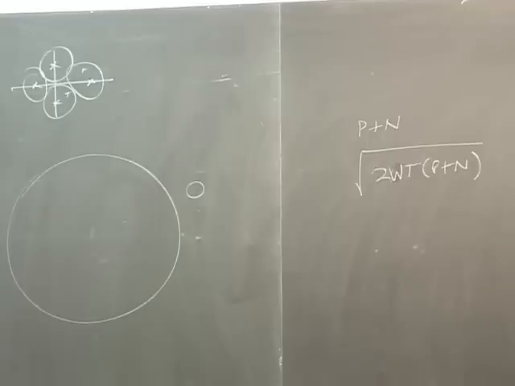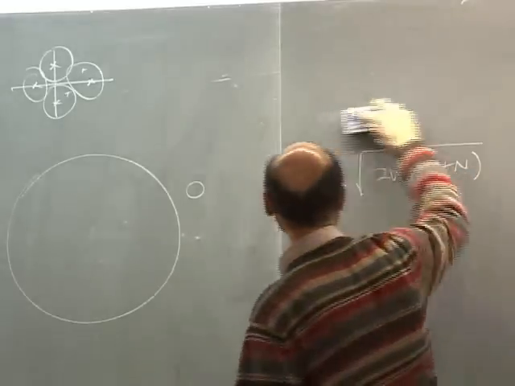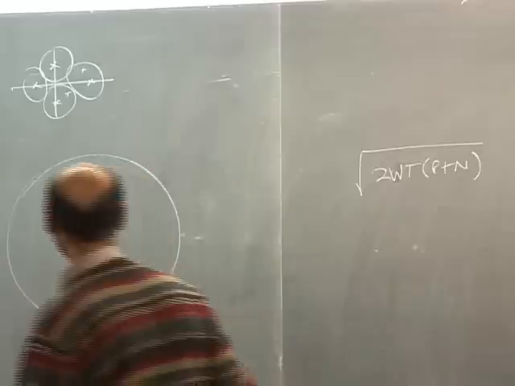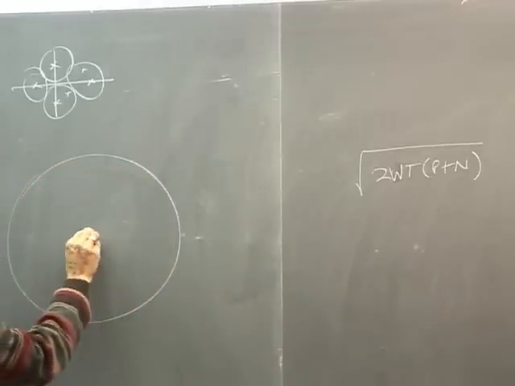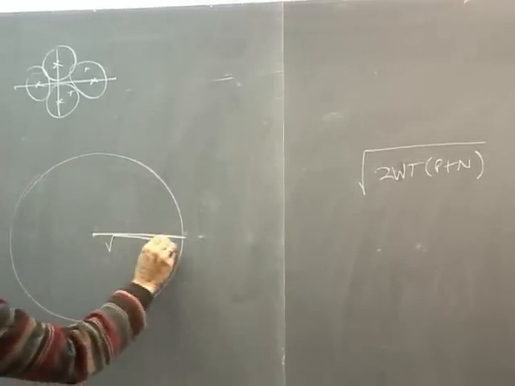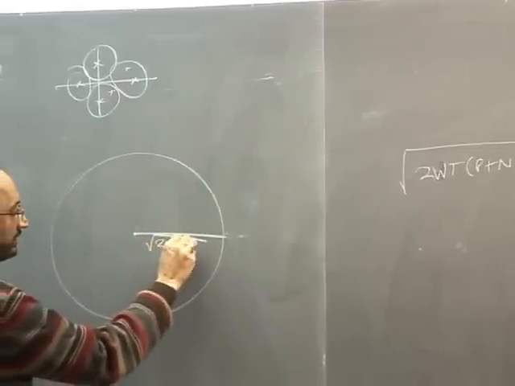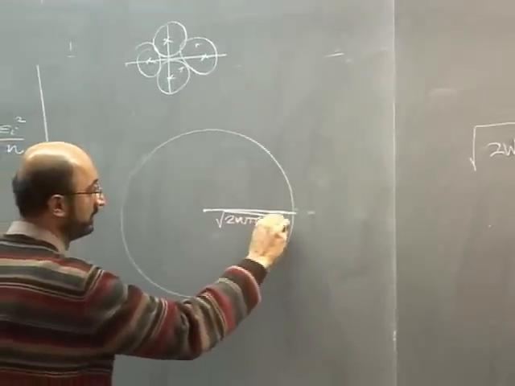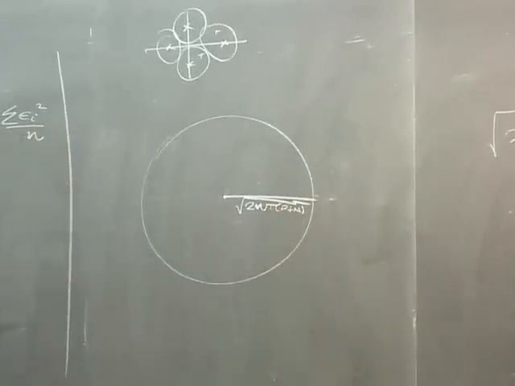Okay? Now, let's draw that. So I'm going to reuse this and say, okay, the radius of the received signal value is square root of 2WT(P + N), because it's additive noise. That's the radius of the sphere. Okay? How did Shannon prove his theorem?